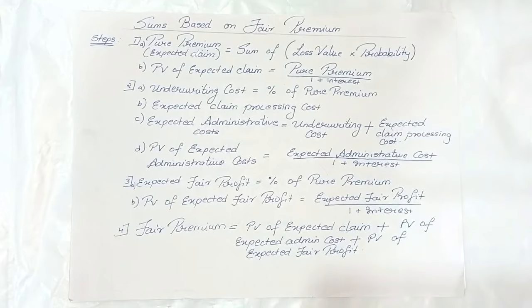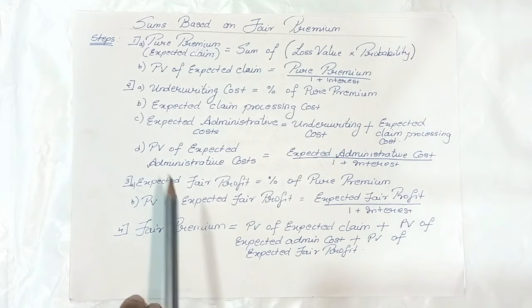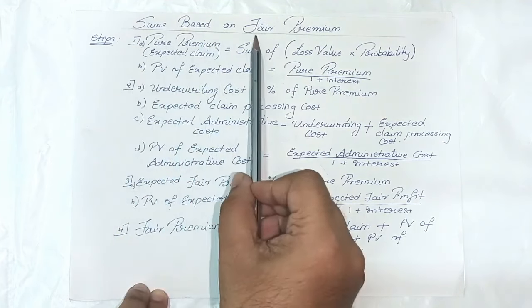Type 1, the sums are based on fair premium. So let us see what are the various types of sums that can appear under fair premium. Now this is the format that you need to note down somewhere. This is the format in which we will be solving each and every sum based on fair premium. So let us see what the various steps and the procedure are in order to solve this particular sum. I've written here that this is the sum based on fair premium.